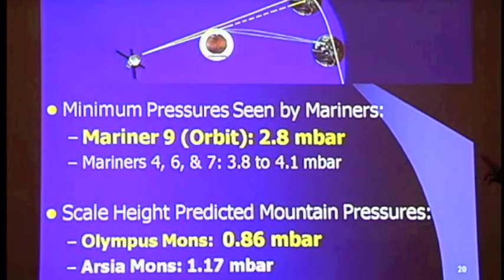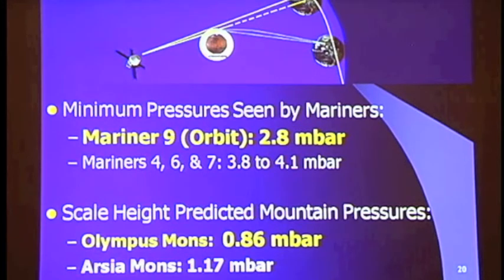The planet must be in between the orbiter or flyby and Earth. Now, radio waves are sent through the atmosphere, and depending on the index of refraction you're getting, like the angles and stuff, you can calculate the pressure, supposedly. The minimum pressures recorded by all the Mariners range between 2.8 and 4.1 millibars. But my scale height calculations reveal that the pressure should be about a millibar at some of the higher mountains, which is about 0.86 millibar for Olympus Mons.